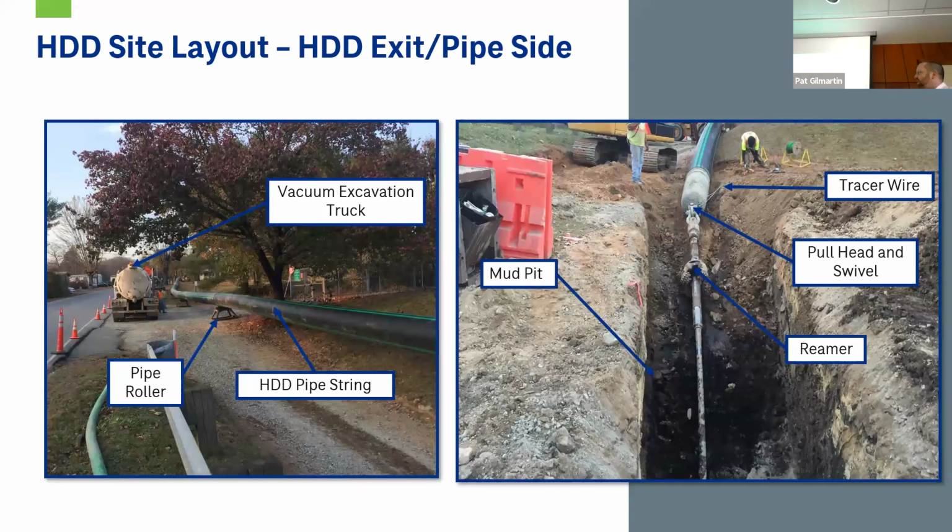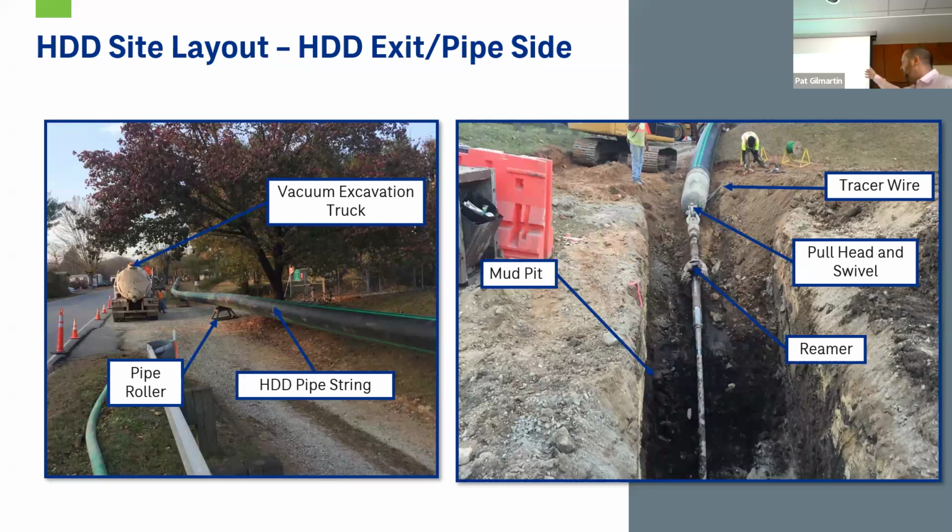So on the opposite side, you have your HDD pipe layout area. And so, like I mentioned before, you want to try your best to keep the pipe welded to a singular pipe string. But you can potentially have those intermediate pipe fuses. Additionally, you can see there that they have the pipe rollers strung out. And usually on the exit side, you also have a vacuum excavation truck. For shorter drills, you may only have one at the site, but this was a longer drill of about 1,500 feet. So they wanted to have the equipment available on both sides of the excavation.